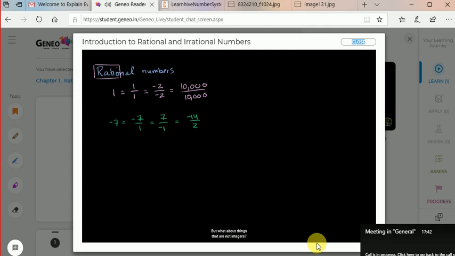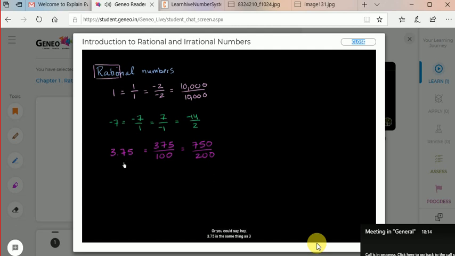But what about things that are not integers? For example, let's imagine 3.75. How can we represent that as the ratio of two integers? Well, 3.75, you could rewrite that as 375 over 100, which is the same thing as 750 over 200.